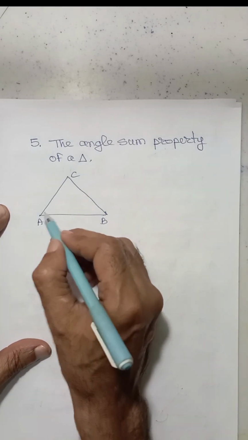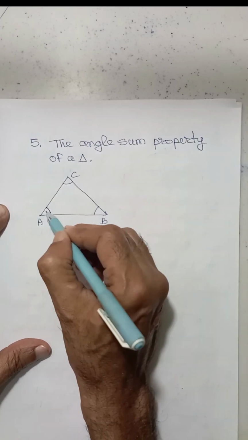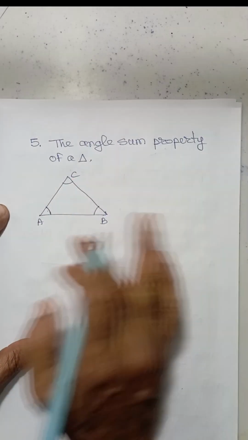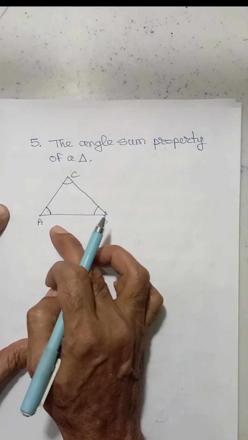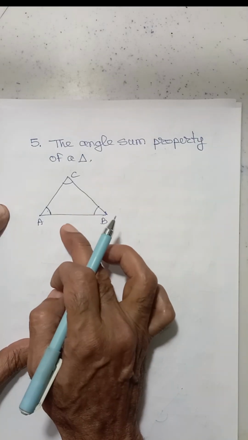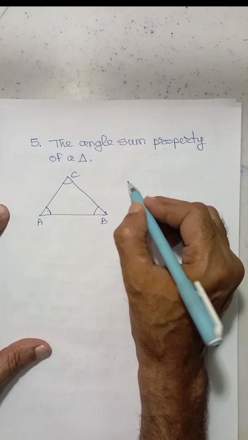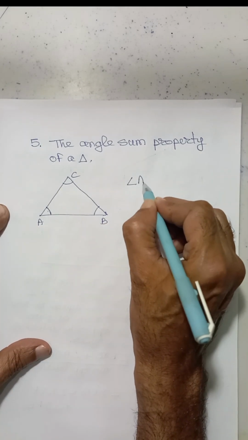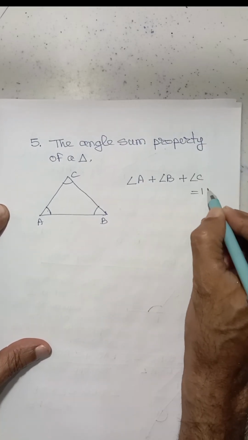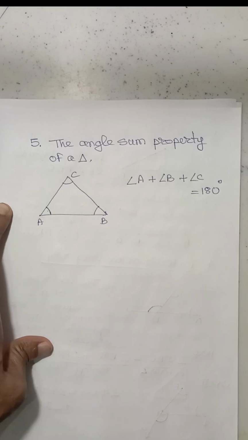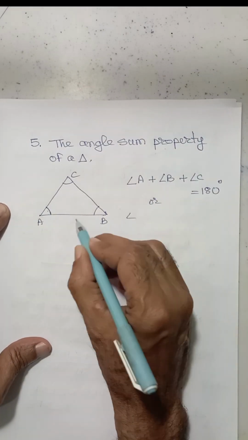So here 3 angles are formed. One angle is here, second angle is here, third angle is here. The sum of these 3 angles will always be equal to 180 degree. Whether it is a small triangle or a very big triangle, no matter, always the sum of angles will be equal to 180 degree. So angle A plus angle B plus angle C will be equal to 180 degree irrespective of size of a triangle.